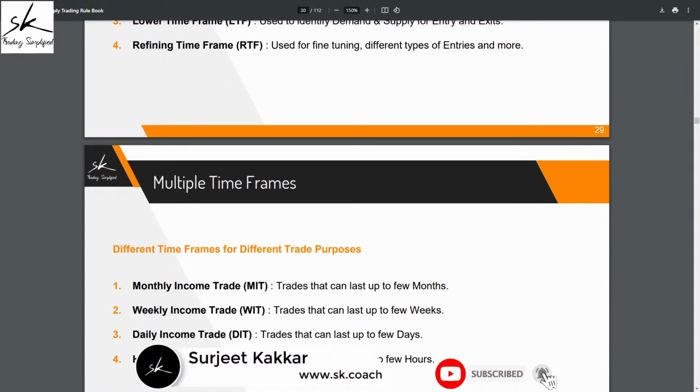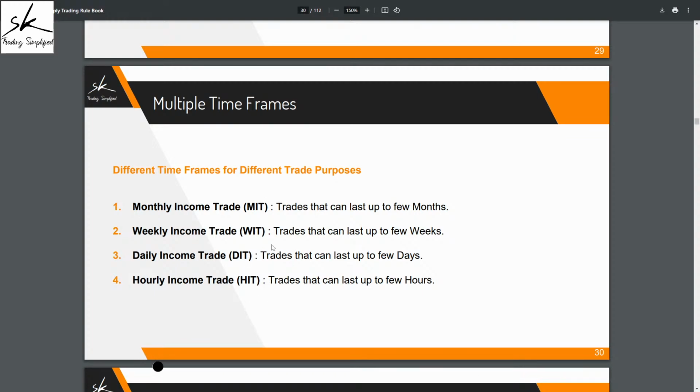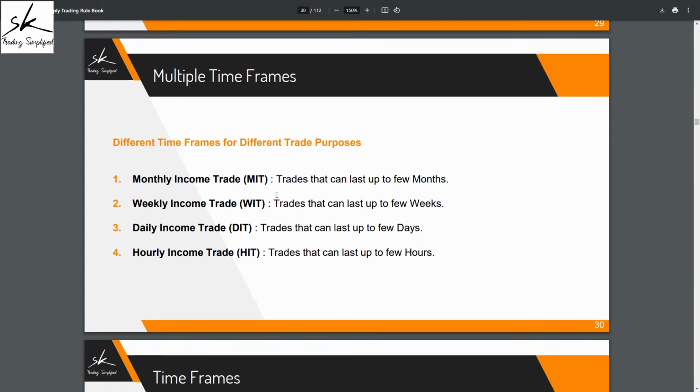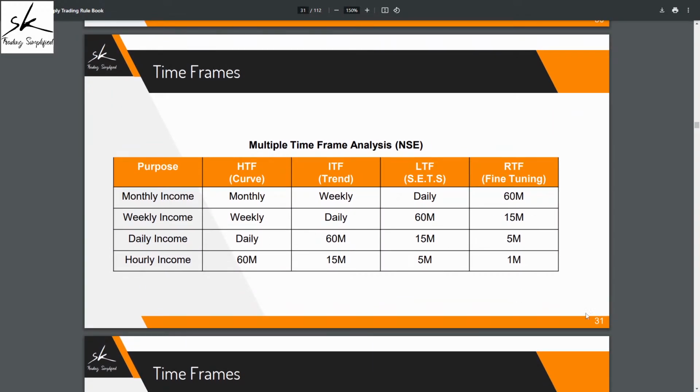Next, what are the 4 different trade purposes? We have already talked about it. What is HIT, DIT, WIT, and MIT? So now the question comes: for every purpose of trade, what will be my 4 different time frames? And the answer is in this table. Now mind it, this table, which is on page number 31, is specifically for the NSE market, because this market is only open for 6 hours and 15 minutes during the day.